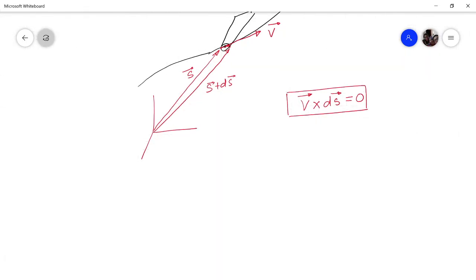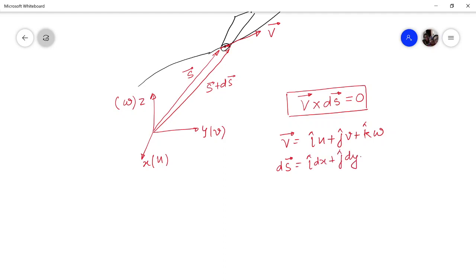If you are moving to Cartesian coordinates, let us say this is x, this is y, and this is z, so velocity along x is u, velocity along y is v, and velocity along z is w. Then this velocity vector can be written as iu plus jv plus kw, and this ds can be written as i dx plus j dy plus k dz in this rectangular Cartesian. So if you want the cross product, then this is your u v w, this is dx dy and dz, and this has to be zero.